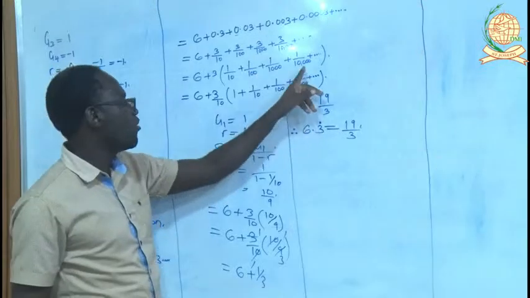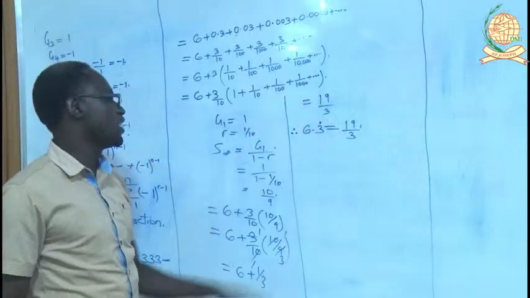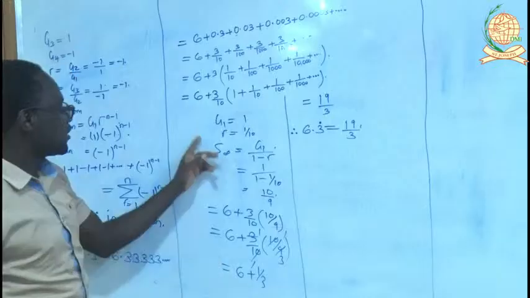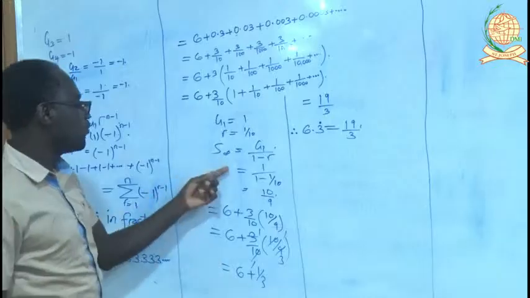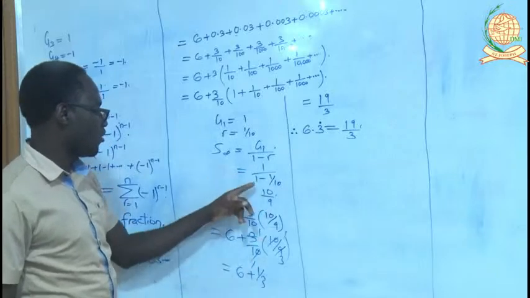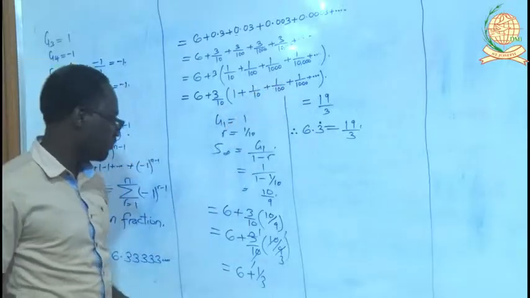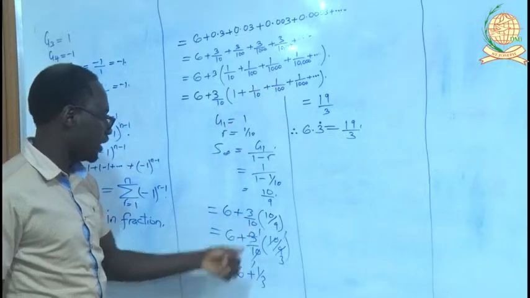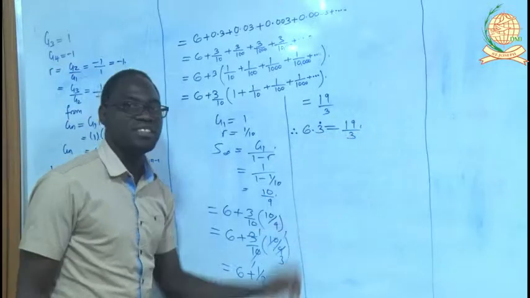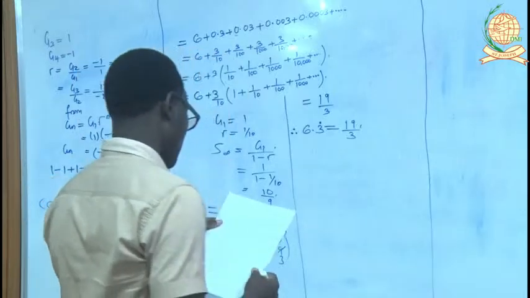One over 1,000. Then find the sum to infinity for this series. It's G1 over 1 minus R. G1 is 1 over 1 minus 1 over 10, which is 10 over 9. Then take this one there. It is 60 plus 3 over 10 times 10 over 9. If you simplify, you will get 19 over 3. So that is question number 4C.